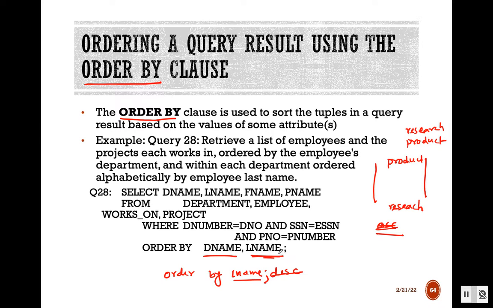So that's how it works if we have more than one attribute in the order by. First it will order based on the first attribute, then within that order it is going to order them based on the second attribute, then the third attribute, like that. So within each department it can order all the tuples based on the L name.